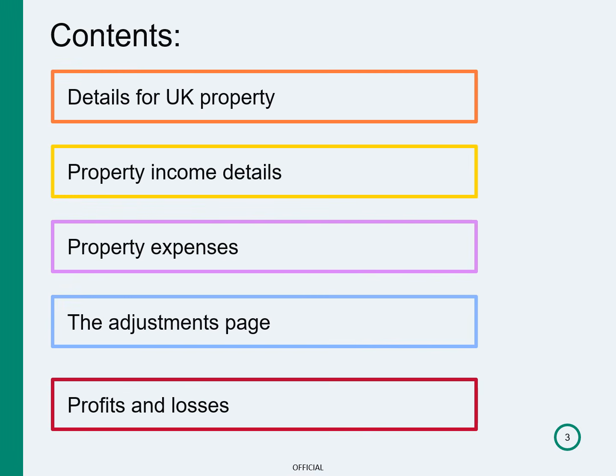In today's webinar, we'll look at details for UK property, including rent a room relief and joint lettings, property income details, property expenses, the adjustments page, and the profits and losses page.